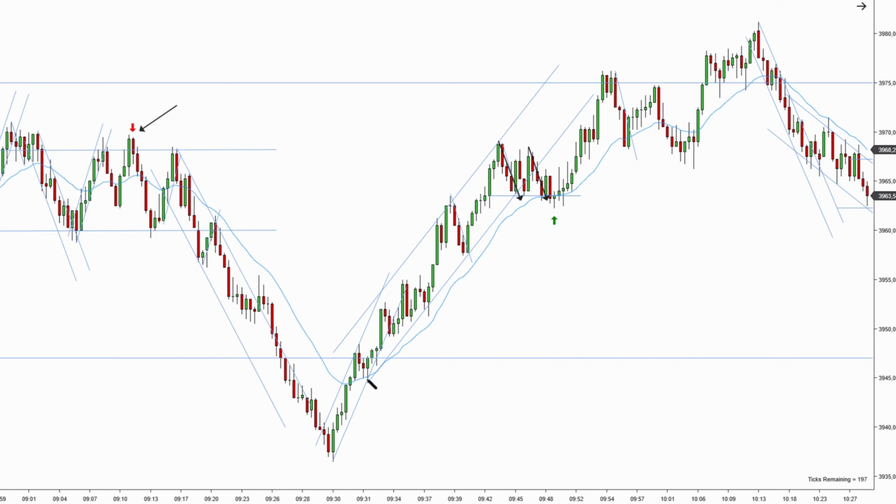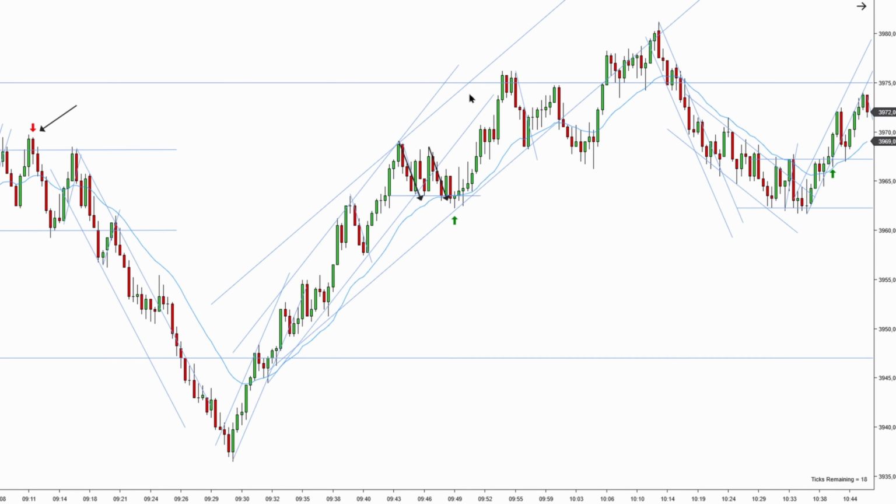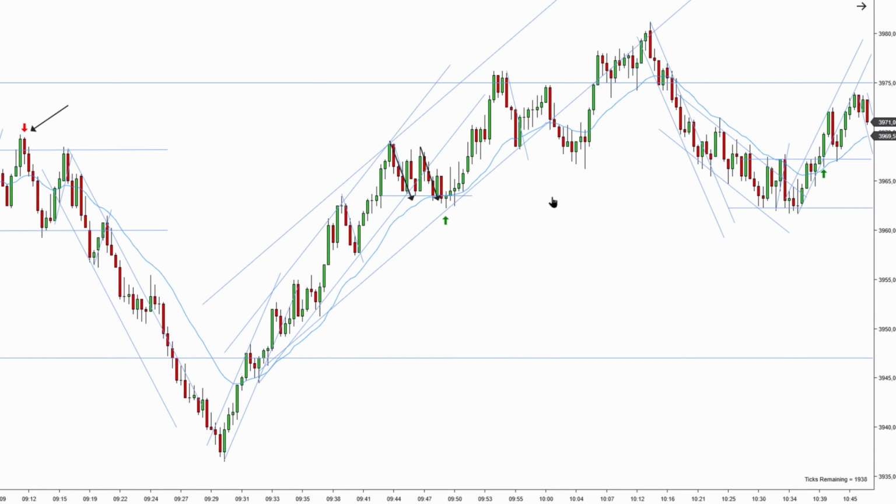So when I was watching this, I identified a pattern. I had something like this. Yeah, this was the pattern I was looking for. So even though we're bouncing off the resistance, that doesn't mean that we can start looking for shorts, because this pattern is right now valid, confirmed by the reaction of the exponential moving average.